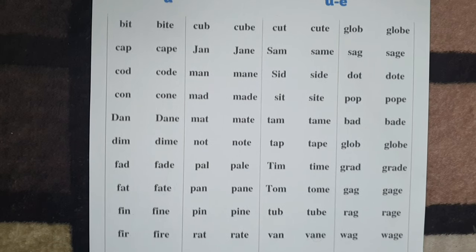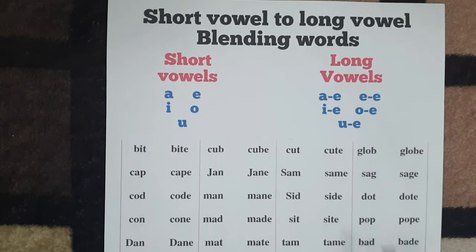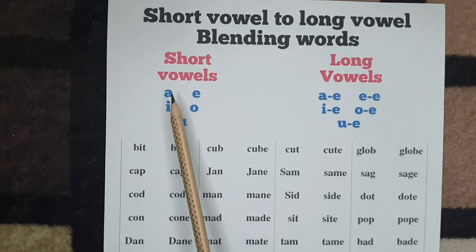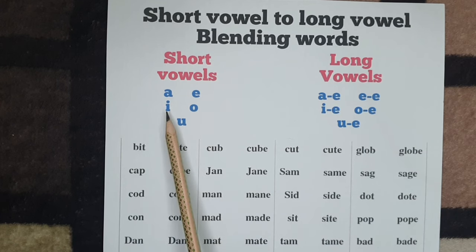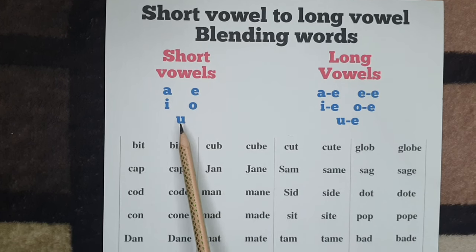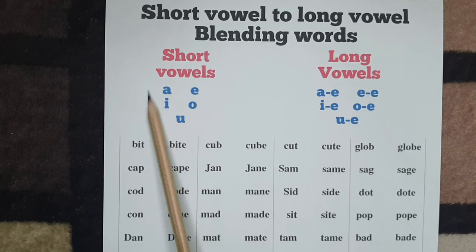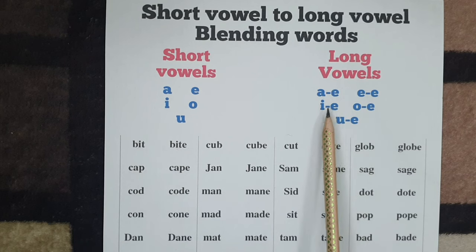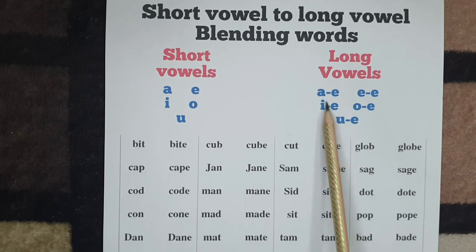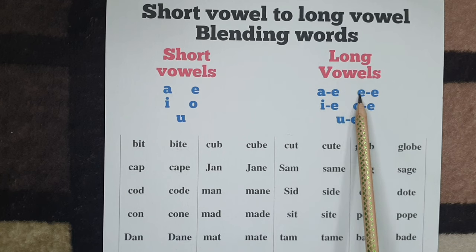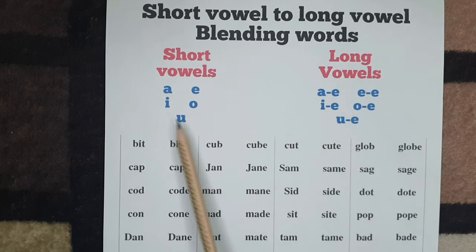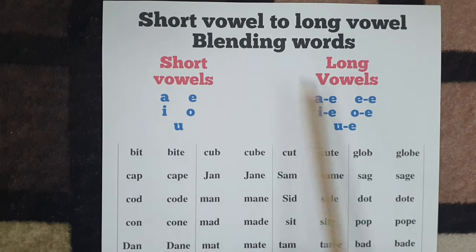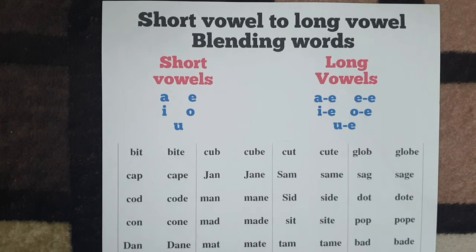So this video is all about short vowel to long vowel blending words. So always remember, short vowel sounds are a, e, i, o, u. Please practice more on these short vowels, because long vowels are easy to recall: A, E, I, O, U. These sounds are the same as the letter names. You need to practice more on short vowel sounds. This is a very important spelling rule to recognize short vowel to long vowel words.